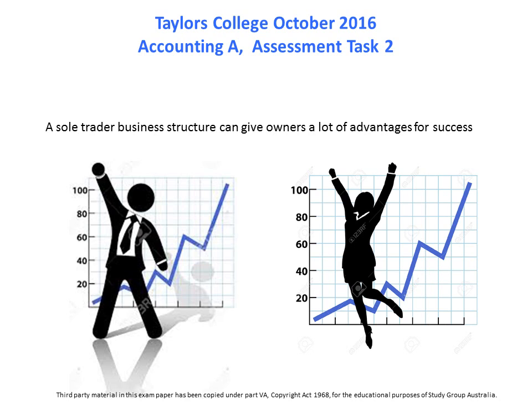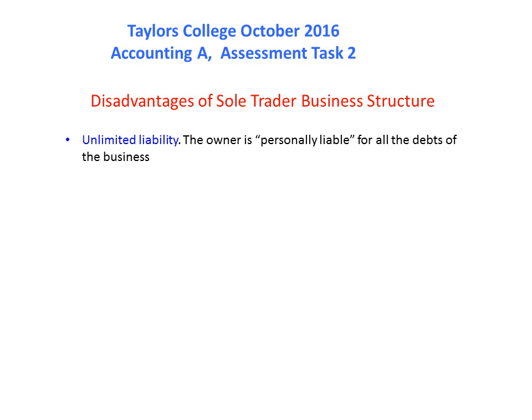However, the sole trader business structure does have some disadvantages too. The first of which is that Emma has unlimited liability for the business. This means that if things go wrong and the business gets a very large debt, then Emma has to pay it all back personally.